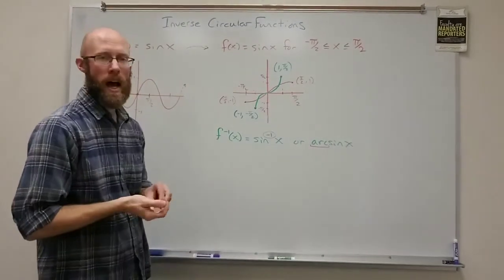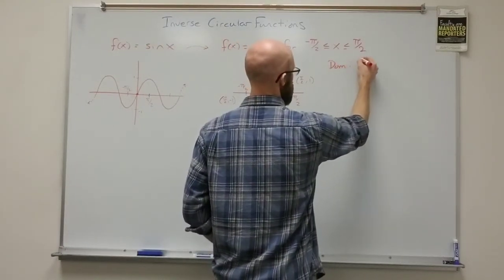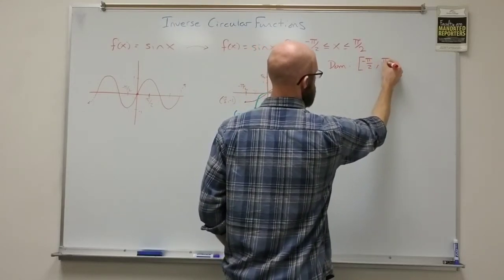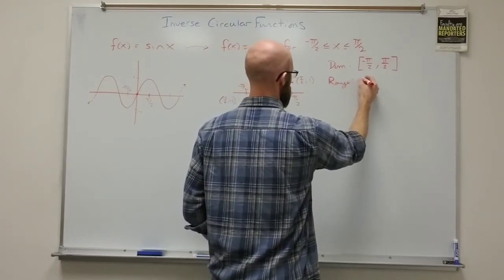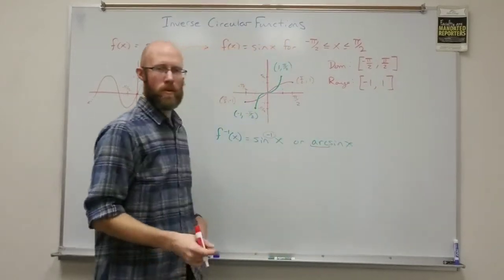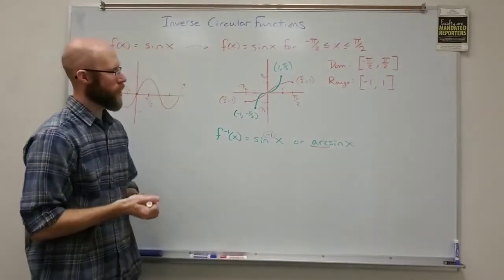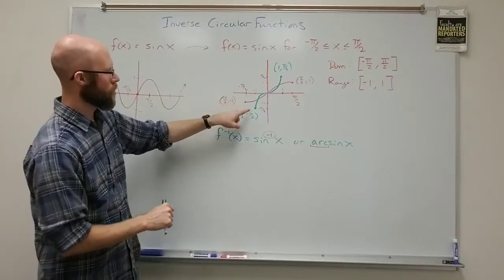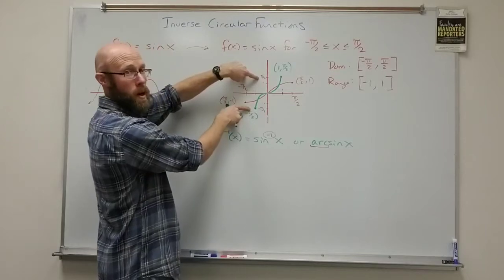For the original sine, we've restricted the domain. The domain is from negative pi over 2 to pi over 2. The range is from negative 1 to 1. That hasn't changed. The range is the same as it normally would be. For the inverse sine, however, we interchange those. We flip the domain and the range. Notice with the green graph, the domain runs from negative 1 to 1, and the range from negative pi over 2 to pi over 2.